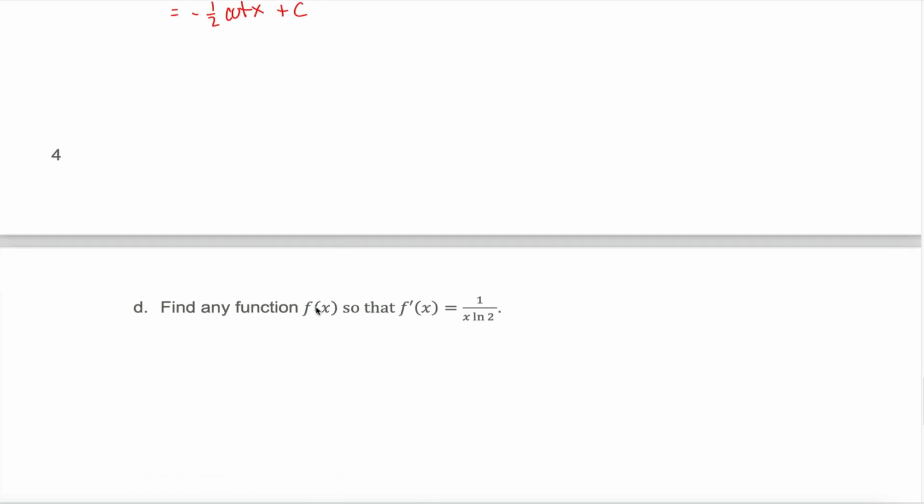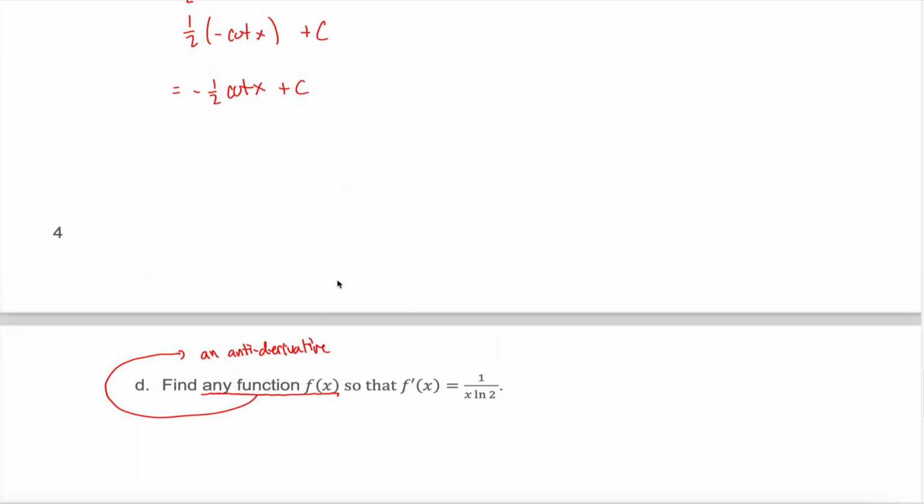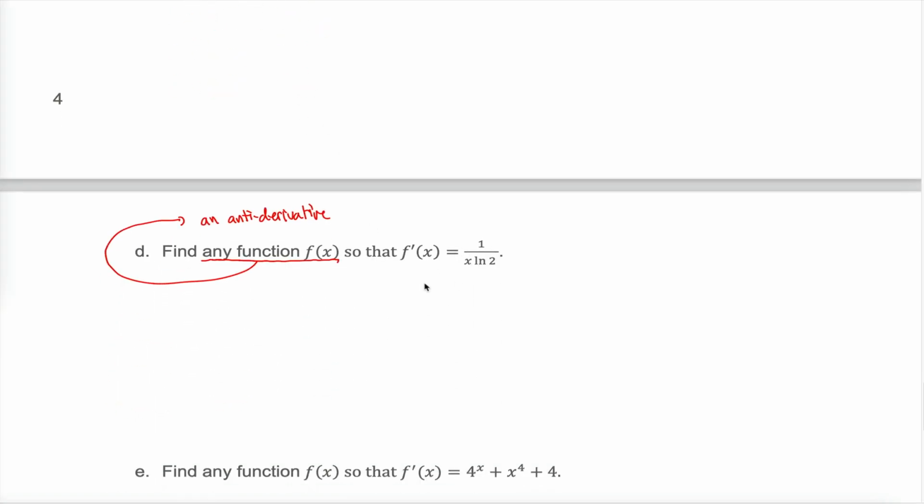Find any function f of x so that f prime of x equals 1 divided by x times the natural log of 2. Okay, when it says any function f of x, it's kind of a weird question. What's implied in here is that there's multiple correct answers. What we're looking for here is an antiderivative as opposed to the antiderivative. The only difference being, I don't have to worry about tacking on this plus c here. So I got 1 divided by x times the natural log of 2. How would I deal with that?